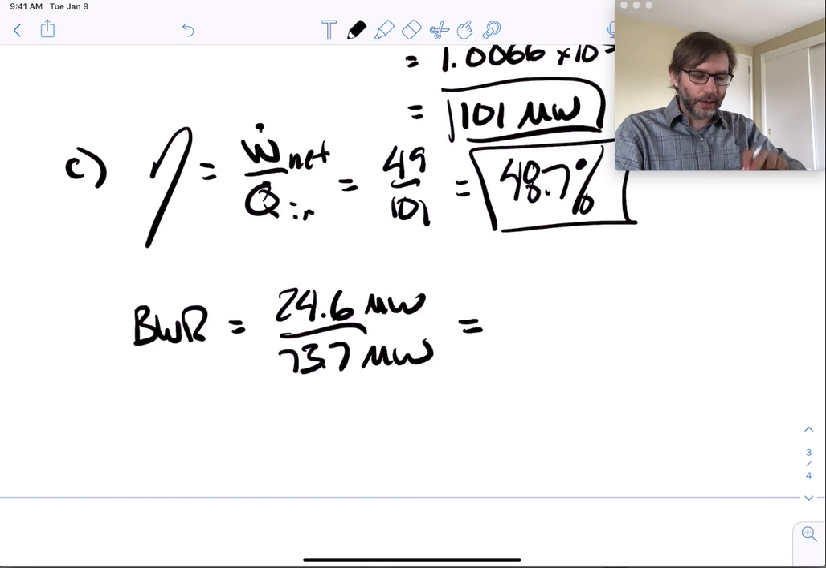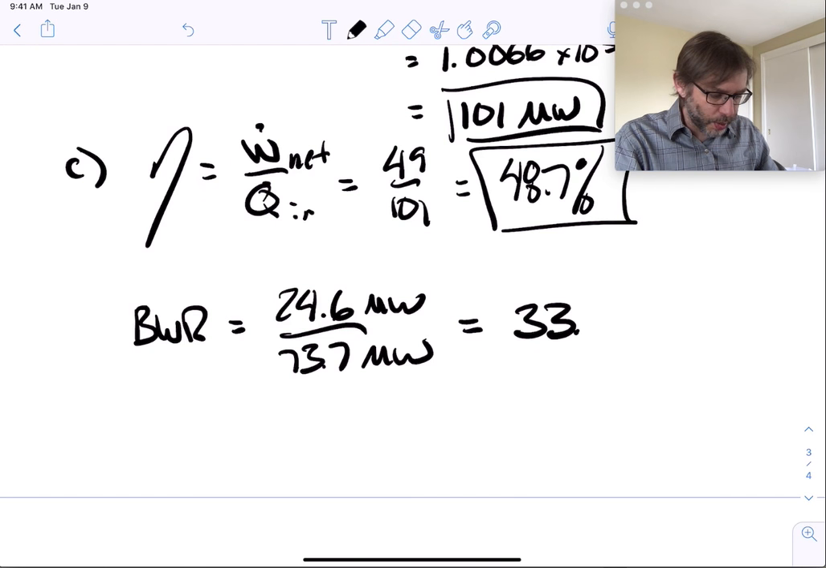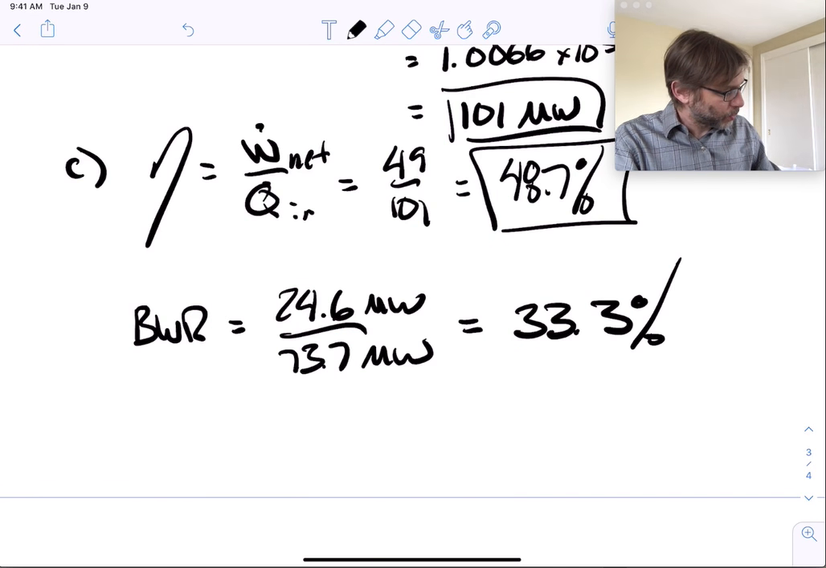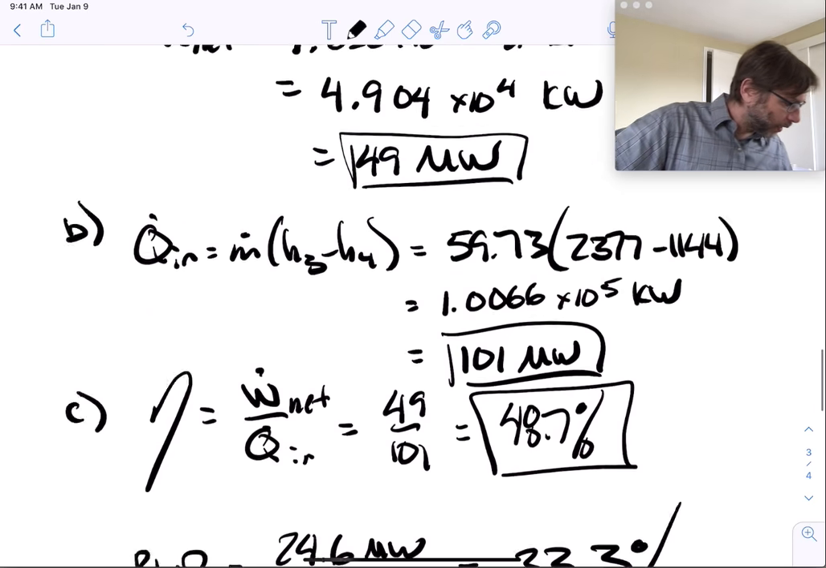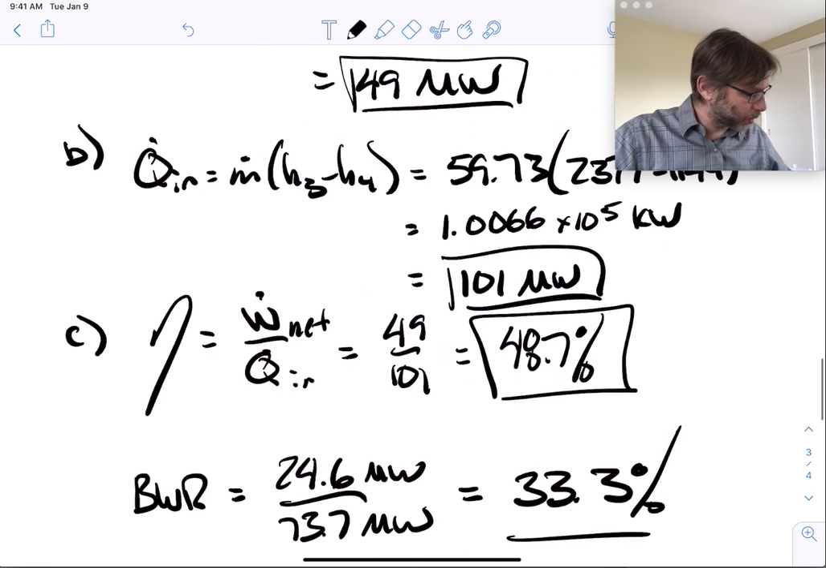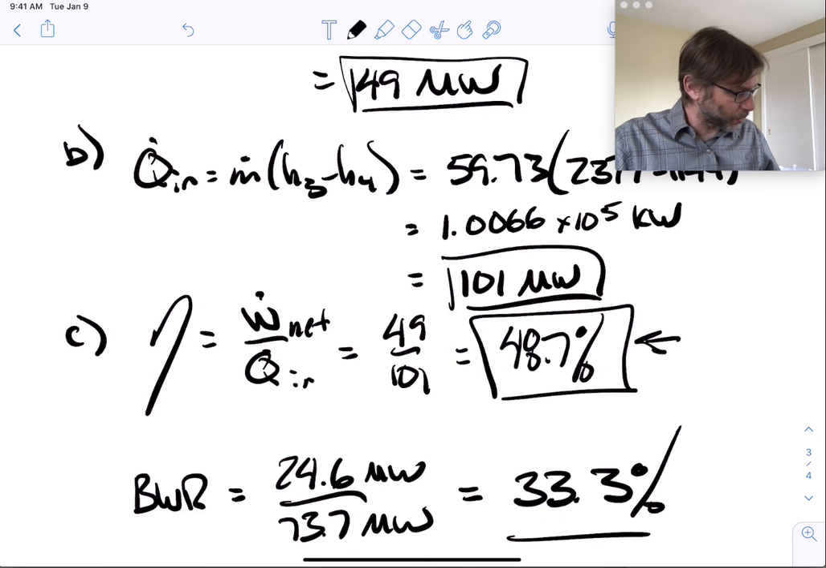Okay, so here we go. So we just do this final thing. We go 24.6 divided by 73.7, and that is equal to 33.3%. So that's the back work ratio. It's a lot higher than the Rankine cycle example we did a long time ago, where we had a 1% back work ratio. So definitely a lot higher, but it still has a pretty high thermal efficiency, 48%.